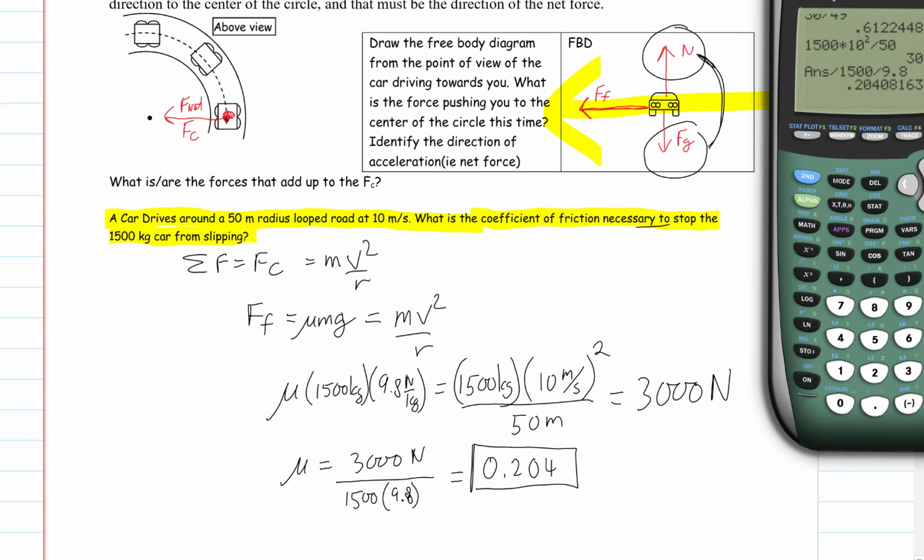If the coefficient of friction was any less than this, the car would not make this corner, it would slide off the road. If he drove any faster, he would slide off the road. If he tried to cut the corner a little sharper, instead of doing 50 meters, bring it down to 49, he would lose out and the car would slide out of the circle.